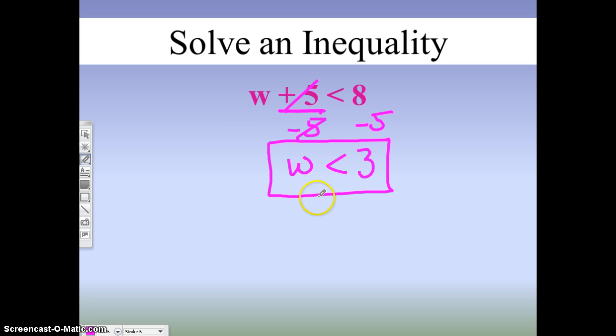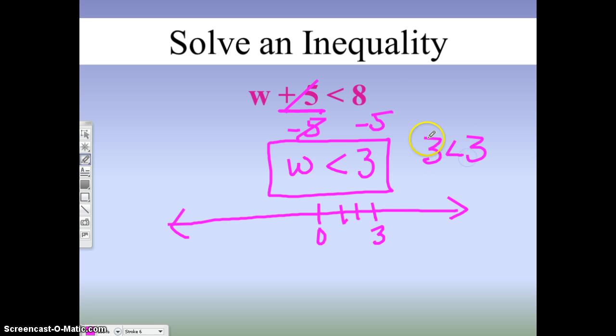We solved it. And if we need to graph it, what would we do? First of all, determine whether we have an open or closed circle. We have an open circle because it cannot be 3. This is not a true statement. It cannot be 3, but it could be numbers up to 3. From which direction? Is 2 a solution? Let's see. Is 2 less than 3? Yes, it is. Is 1 a solution? Is 1 less than 3? Yes, it is. These numbers here are all solutions.